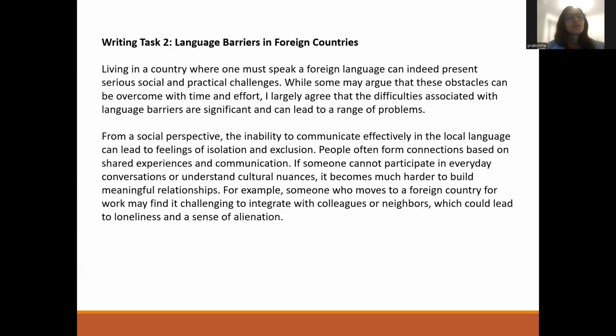So now, introduction. Living in a country where one must speak a foreign language can indeed present serious social and practical challenges. Now, this is standard. While some may argue that these obstacles can be overcome with time and effort, I largely agree that the difficulties associated with language barriers are significant and lead to a range of problems.